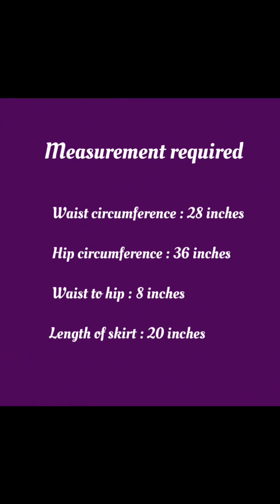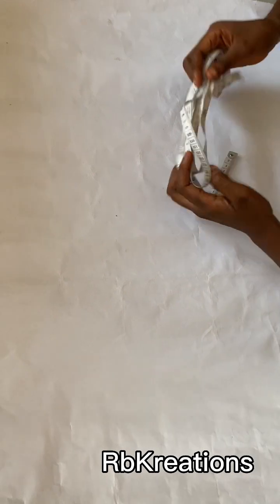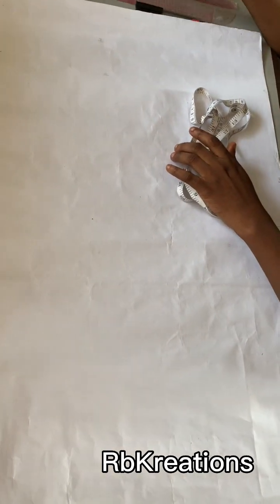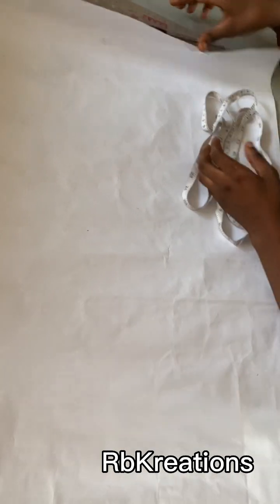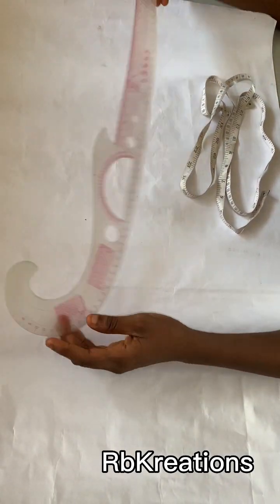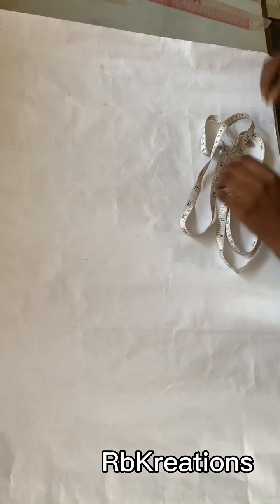So in today's tutorial we'll be learning how to draft a basic skirt, and these are the required measurements for the skirt. So let's get started. We have our tape measure, we also have our biro, we have the straight ruler, and we have our hip curve. This is our hip curve right here.